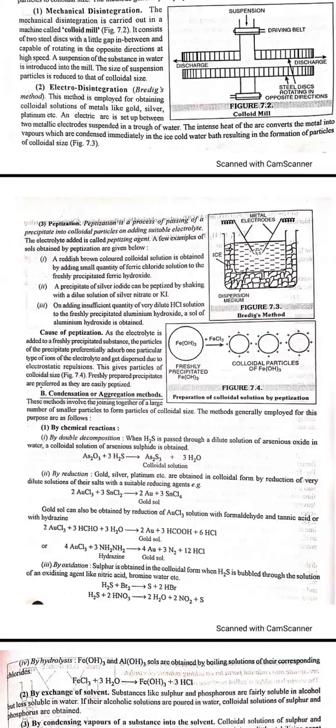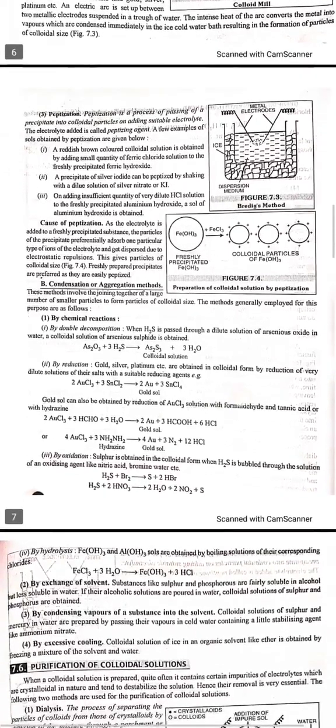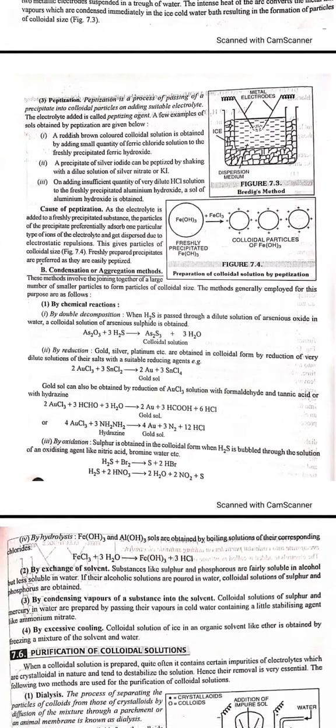Now, second one is condensation or aggregation methods. These methods involve the joining together of a large number of smaller particles to form particles of colloidal size. The methods generally employed for this purpose are as follows. First one is by chemical reactions. In this we can do by double decomposition, by reduction, then by oxidation, and fourth is by hydrolysis.